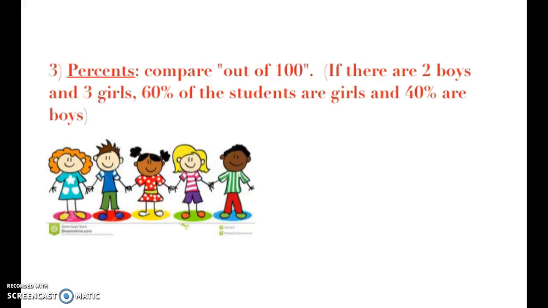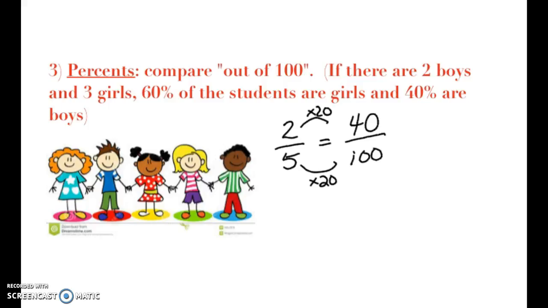Percents always compare out of 100, and they're a really nice general way to compare things because it gives you a baseline where anyone can compare it to anything. So if we have 2 boys and 3 girls, just like we found out on the last slide, 2/5 of the students are boys. So if we're trying to do out of 100 people, we could scale that up. 5 times 20 is 100. So 2 times 20 is 40. And we could find out that 40% of the students are boys. And in a very similar manner, we could figure out that 60% of the students are girls.